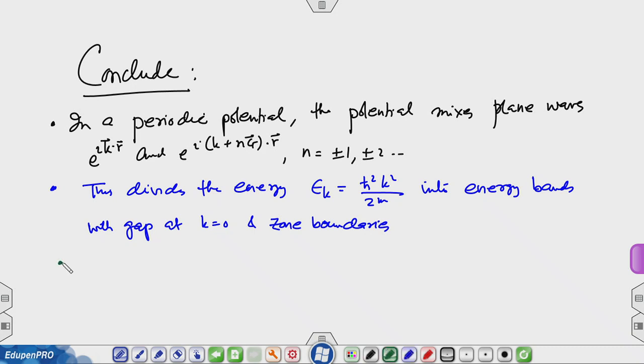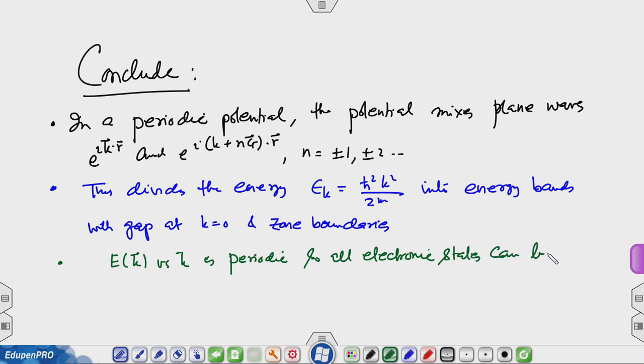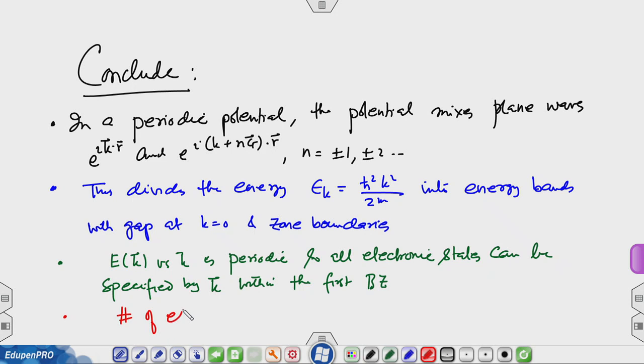Third, E k versus k is periodic. So, all electronic states can be specified by k within the first Brillouin zone, and fourth, number of electronic states in each band is n, where it is understood that we are applying the periodic boundary conditions over n cells.